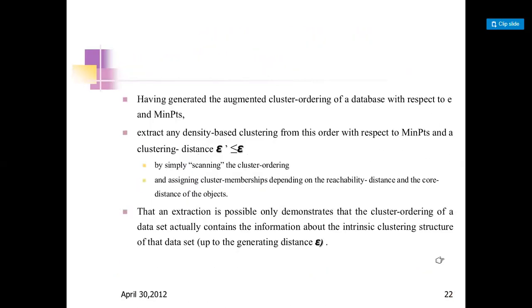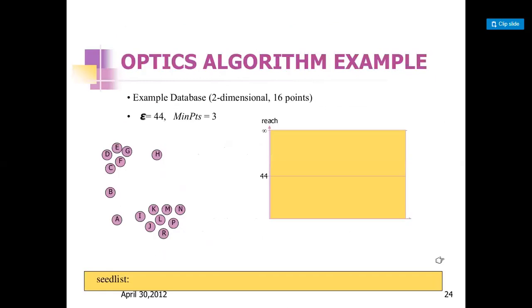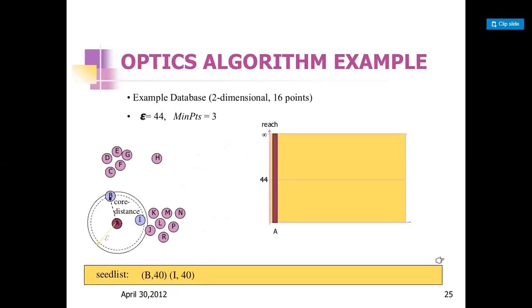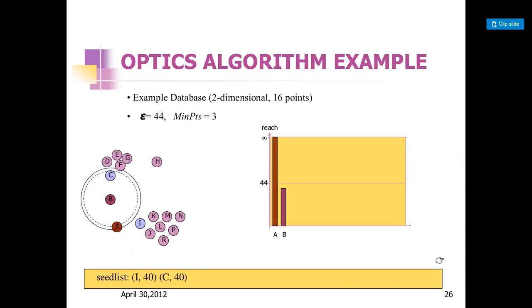In the given diagram, there are 16 points from A to N. These points are randomly scattered. Here the min points criterion is equal to 3 and epsilon is equal to 44. So the seed list will be prepared. We start from A, and from A we find that the distance of A from B is equal to 40, and up to I the distance is also equal to 40. So the core distance is B 40, I 40, and in this way we mark that.